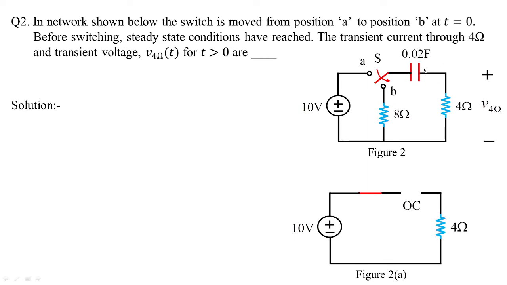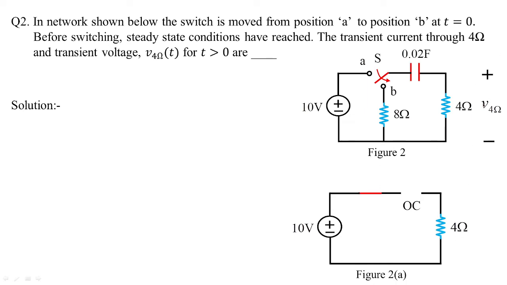Initially the capacitor will behave as a short circuit, but under transient conditions for a long duration of time, it behaves as an open circuit. So as long as the switch was at position A and 10 volts was supplied to the 0.02 farads, it has received the entire voltage to itself and the circuit got open, and this is how the circuit will become from figure 1 to figure 2a.